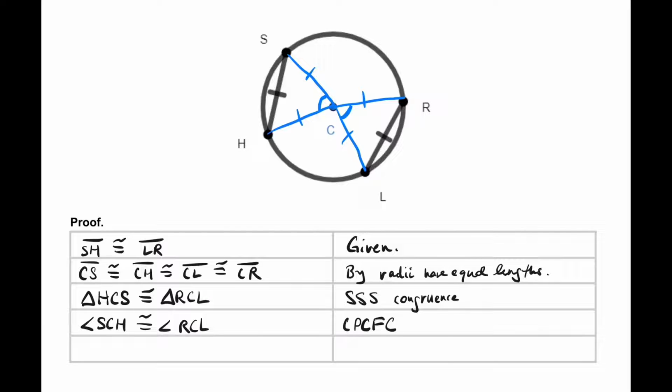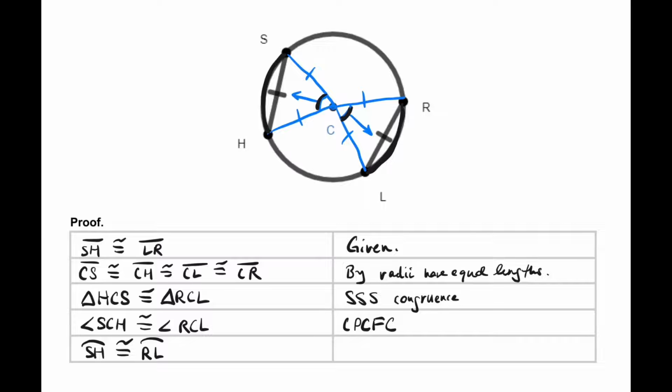Okay. And now, look at this. This is a theorem we named in class the other day, whenever we figured this out. We actually figured this out if you were here yesterday on Monday. So look at this. These arcs must be equal because their interior angles are equal. Their corresponding angles are equal. So what we're gonna write is, this is our final line, arc SH is congruent to arc RL.